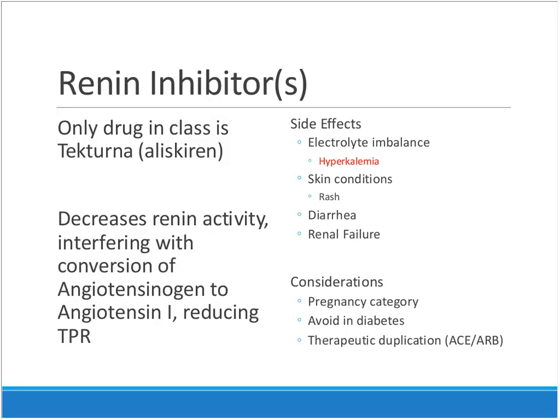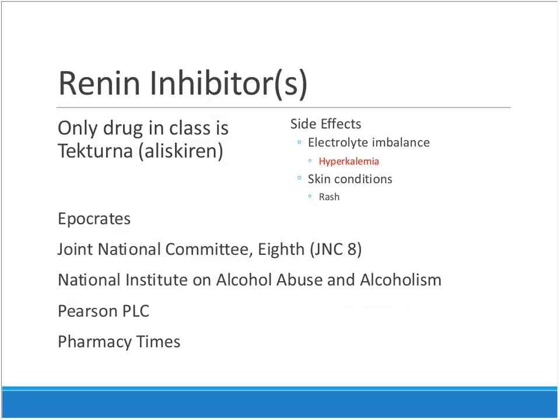And also considerations are going to be almost exactly the same as our ACEs and ARBs, with the exception that they have found that you need to avoid these drugs in diabetes, which is quite the opposite of what we do with ACEs and ARBs, because we typically will throw an ACE or an ARB onto a patient with diabetes just because of the renal protective properties. In this particular case, we do not do that. So another drug that kind of acts like ACEs and ARBs.